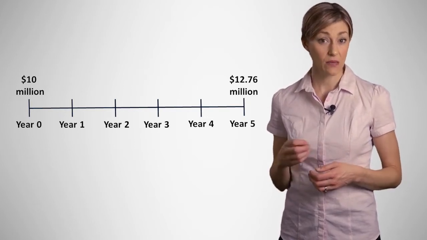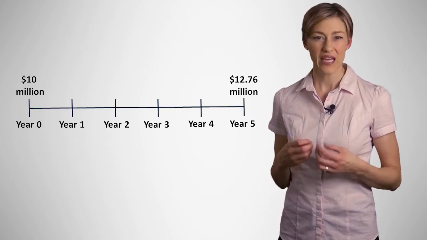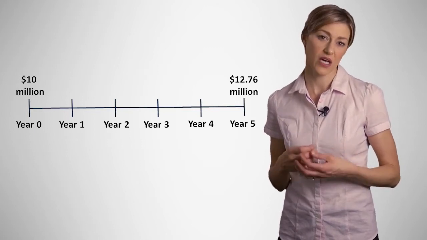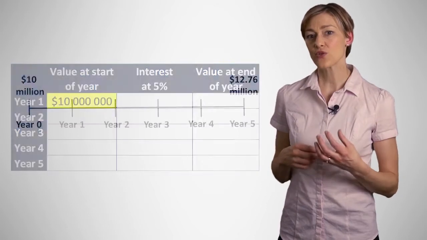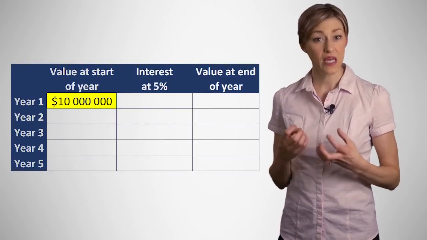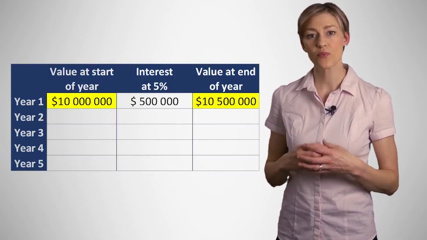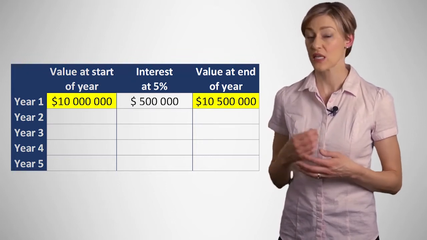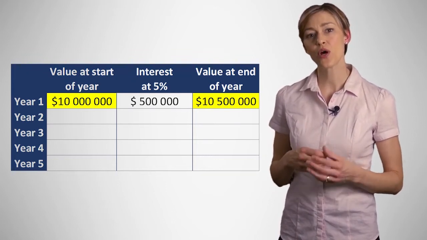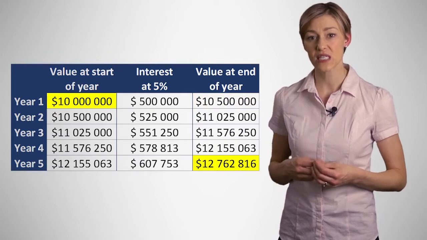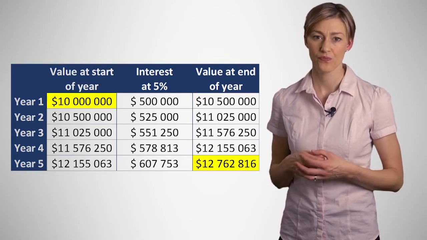For example, $10 million in 5 years' time is not as valuable as $10 million in your hand today. If interest rates are at 5%, then $10 million invested today would be worth $10.5 million next year. And it would be worth just over $12.76 million in 5 years' time.